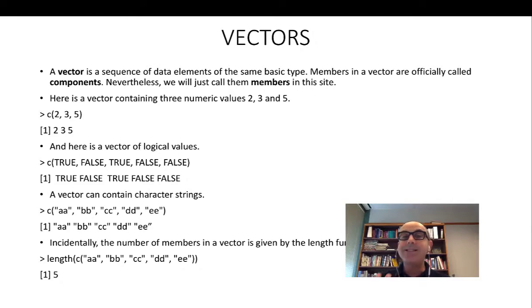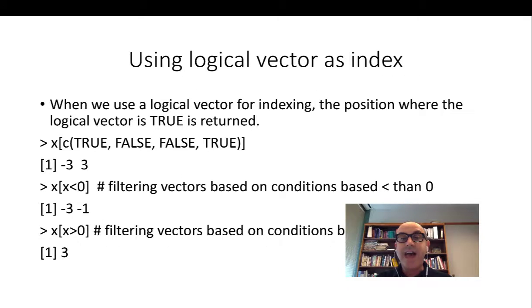A vector is a sequence of data elements of the same type. The members of a vector are officially called components, and nevertheless they are called members. And here, this is from my notes from the website, so this is my mistake, but here the vector contains 3 numerical values, 2, 3, and 5, and in this case we can convert it into logical values, true, false, or false, true, and give it additional elements. So this is the role of the vector.